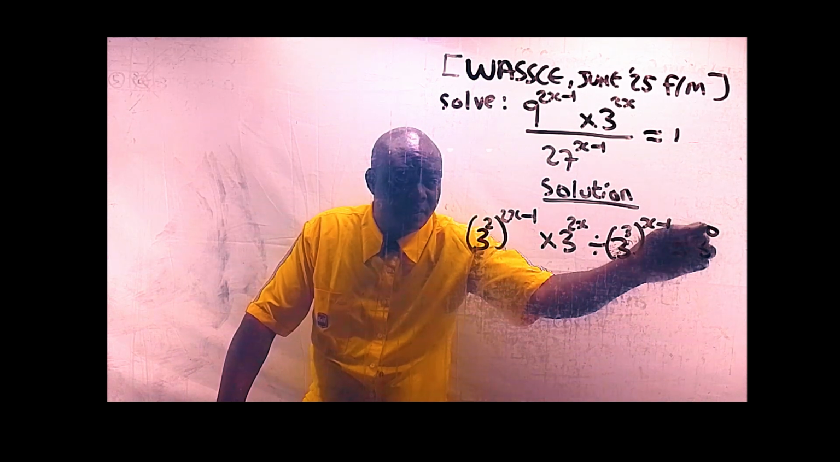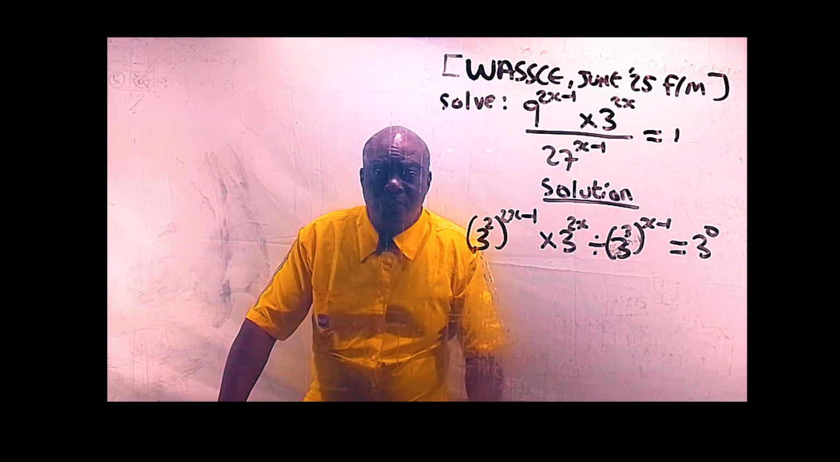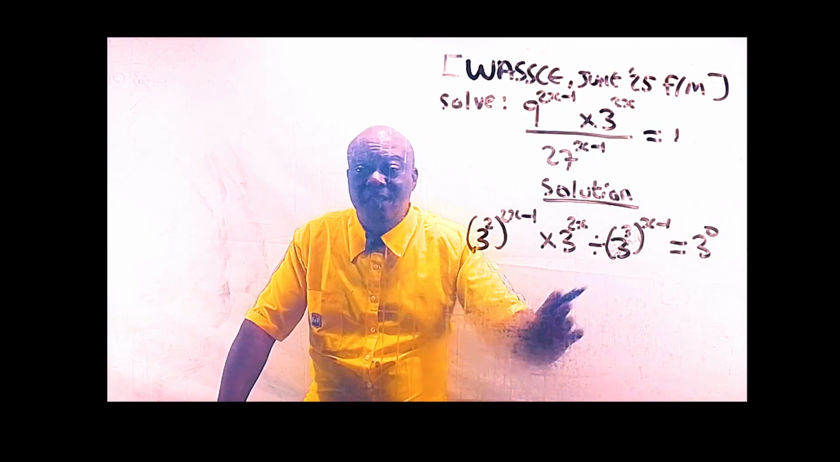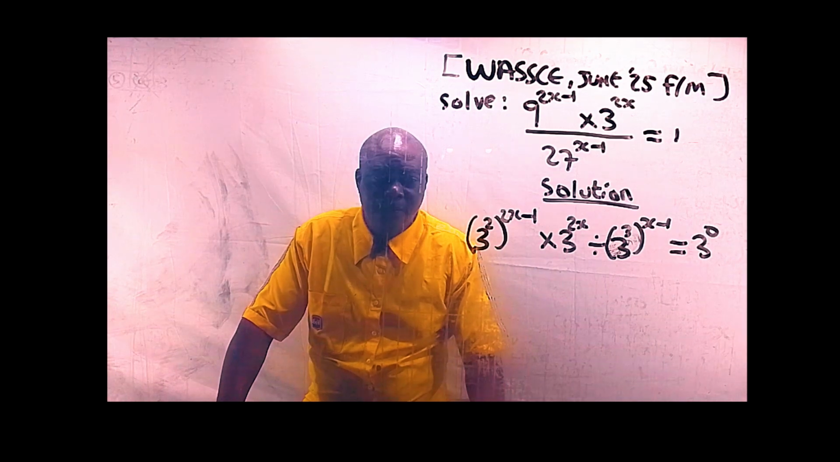3 power 0. Any number raised to power 0 is 1. So because we are dealing with base of 3, that's why we put 3 there. If you put 5 there, you are correct, but you will suffer before you get the answer.